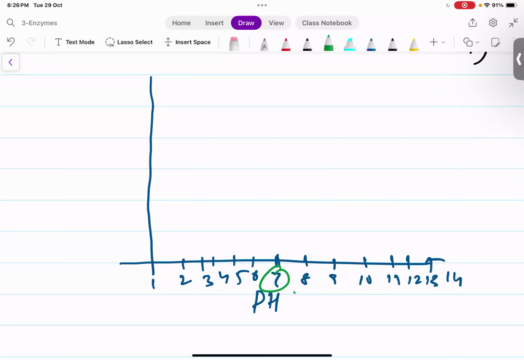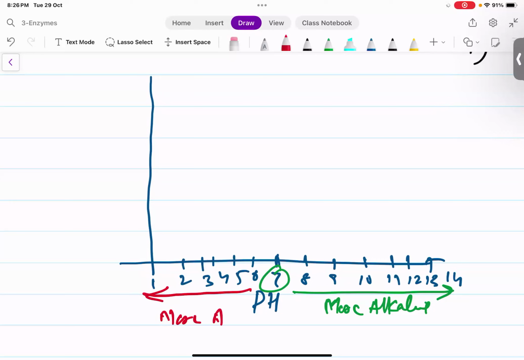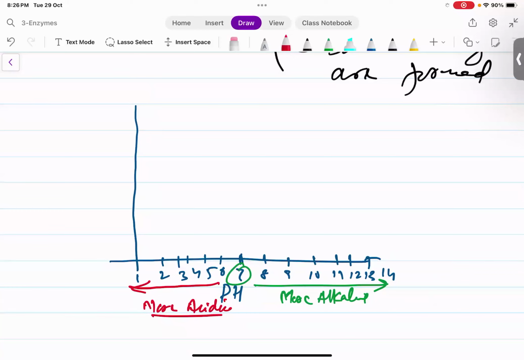This is neutral, and this becomes more alkaline, and this becomes more acidic towards this. So this is more acidic. There are different enzymes which are specific at specific pH. They are most active at a specific pH. For example, pepsin is most active in an acidic pH. Okay, so this is most active at pH from 2 to 4.